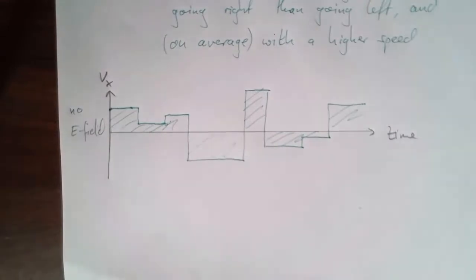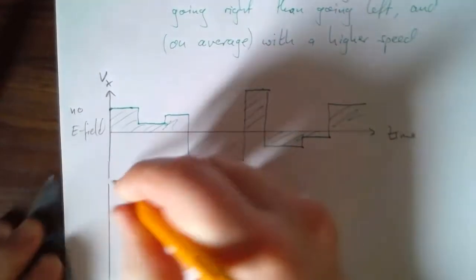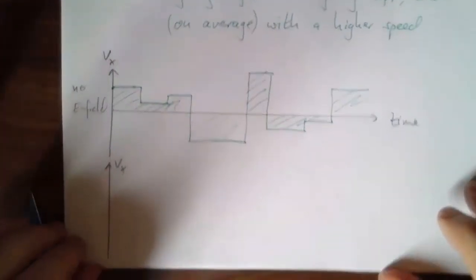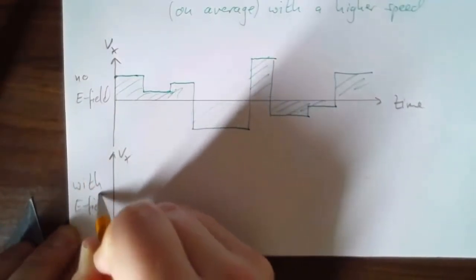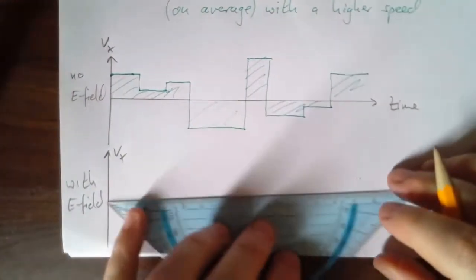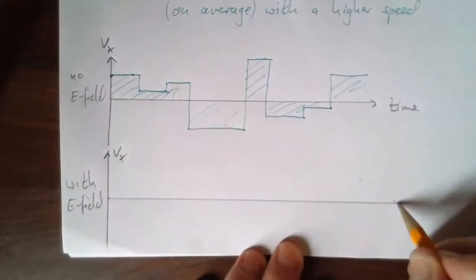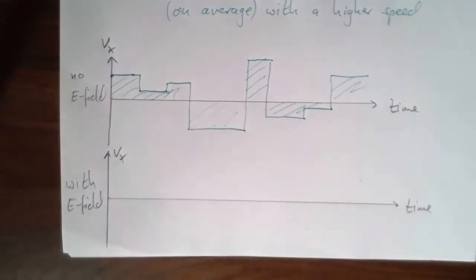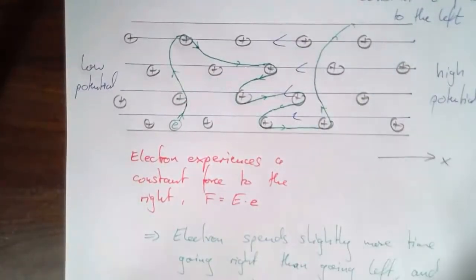So now let's draw the same graph, but for the case where there is an electric field. So here's my x component. Now we have the situation with the electric field. Let me plot my axis. What we have now is a constant acceleration to the right, in the positive direction. I'm not going to stick with the exact pattern, but you can do it, and you get a rough idea anyway.